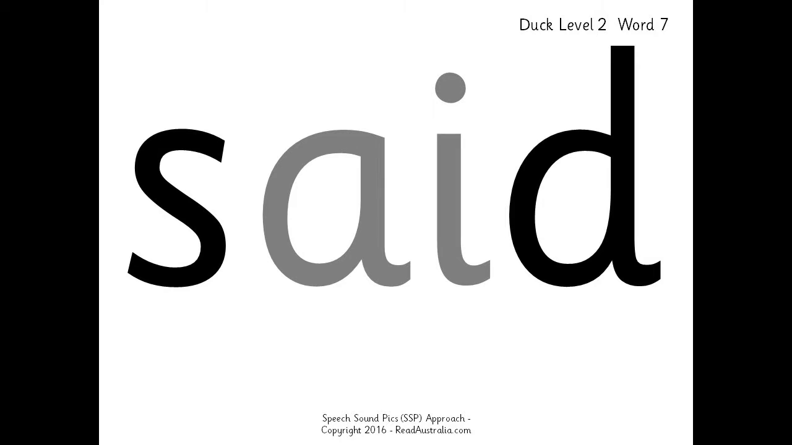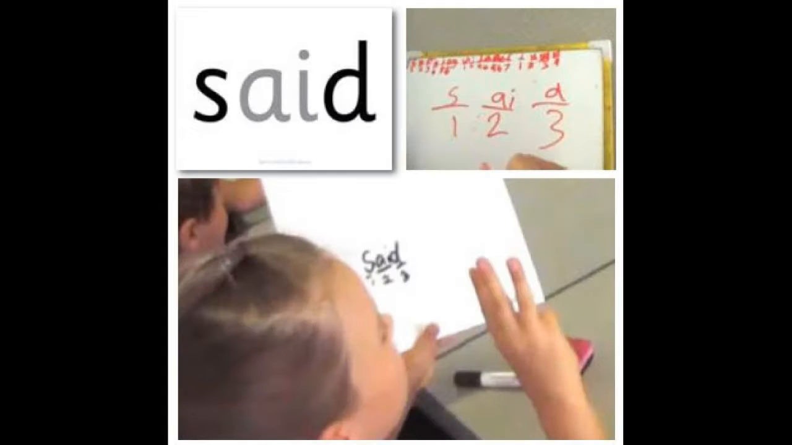So thinking about that word said, he can not only look at this word and say said, he can also follow the sounds to say the word, so he'll go s-e-d, said. But he can also spell it using the speech sound lines. So he'll do the speech sound lines and then put the S, the AI and the D on the speech sound lines.